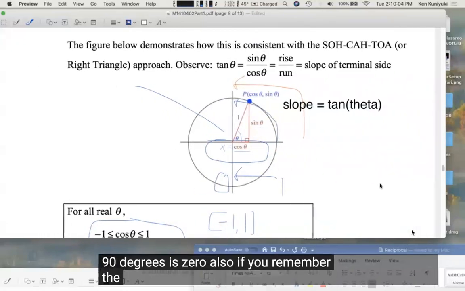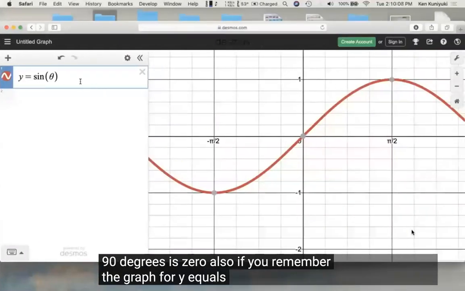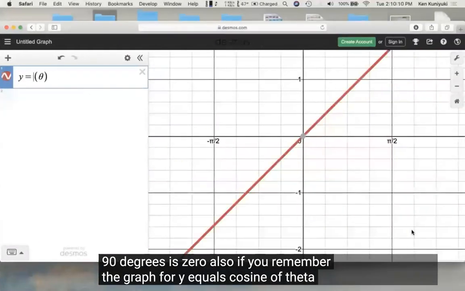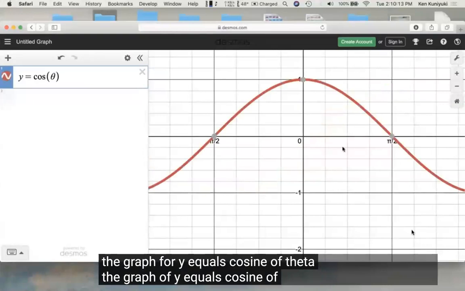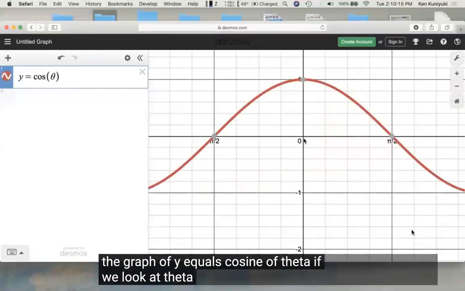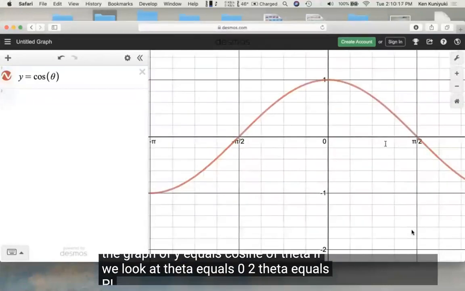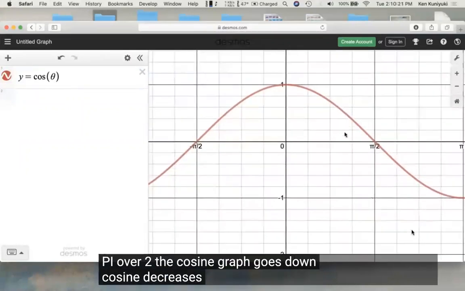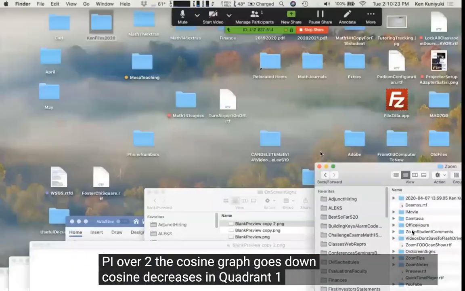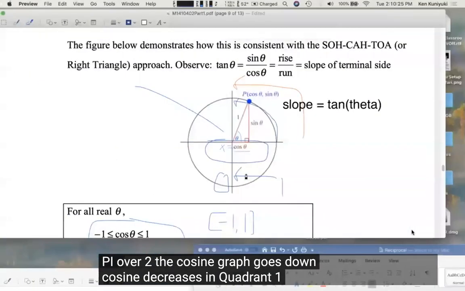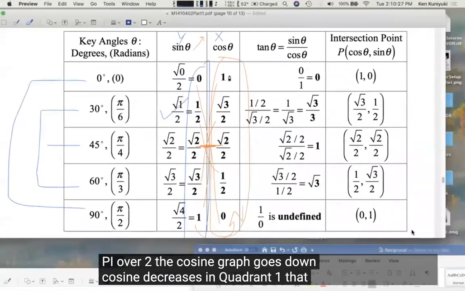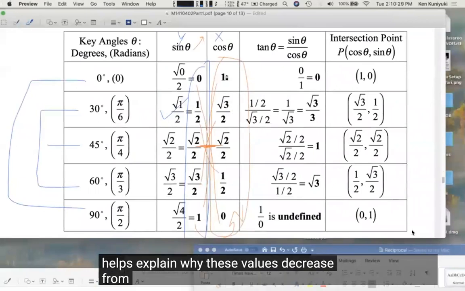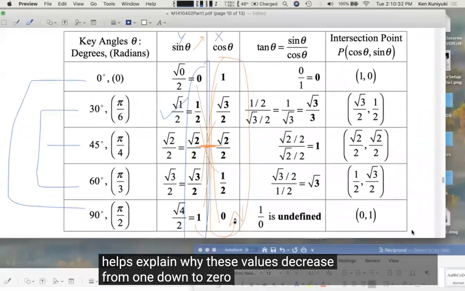Also, if you remember the graph for y equals cosine of theta, if we look at theta equals 0 to theta equals pi over 2, the cosine graph goes down. Cosine decreases in quadrant 1. That helps explain why these values decrease from 1 down to 0.